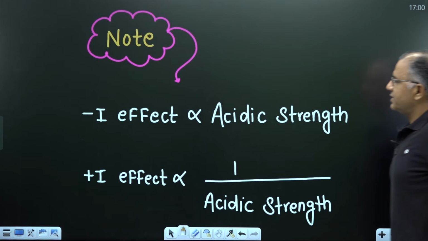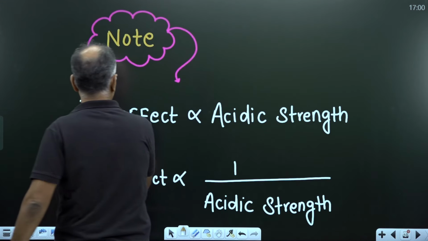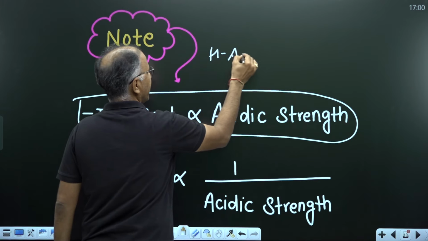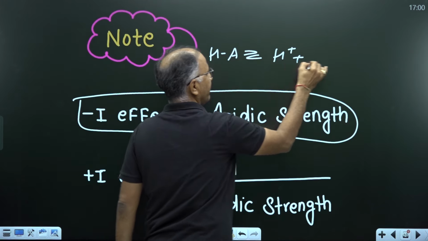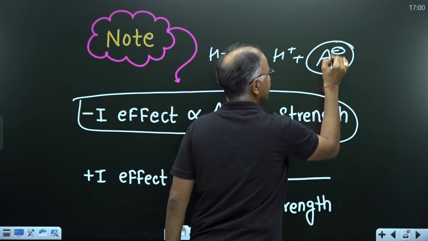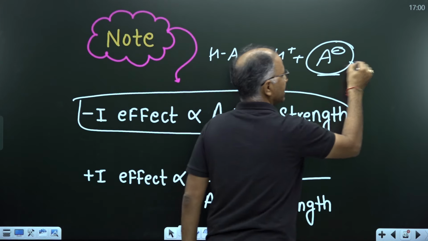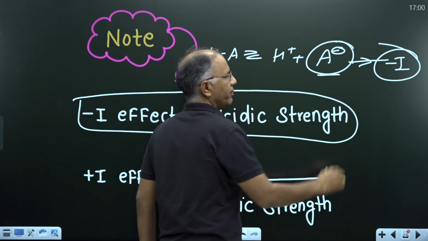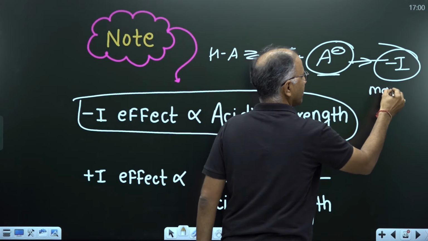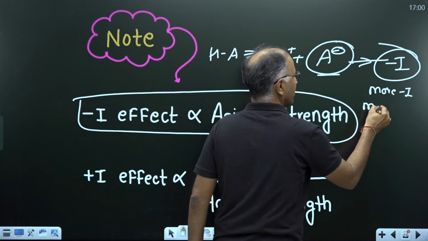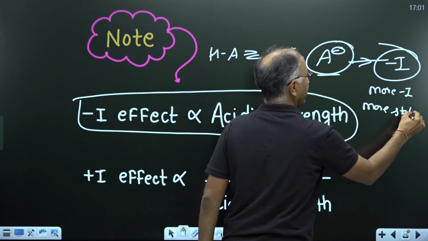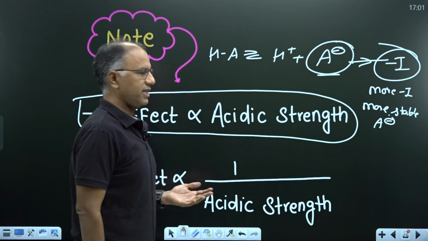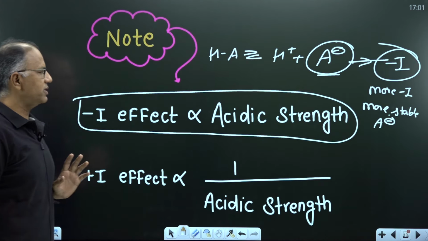Now, minus I effect is directly proportional to acidic strength. How? If HA is an acid, it gives H plus and A minus. We have to stabilize this A minus. The negative charge will be more stable if there is a minus I effect. Means more minus I, more stable A minus, means more will be the acidic strength. This means minus I is directly proportional to acidic strength.